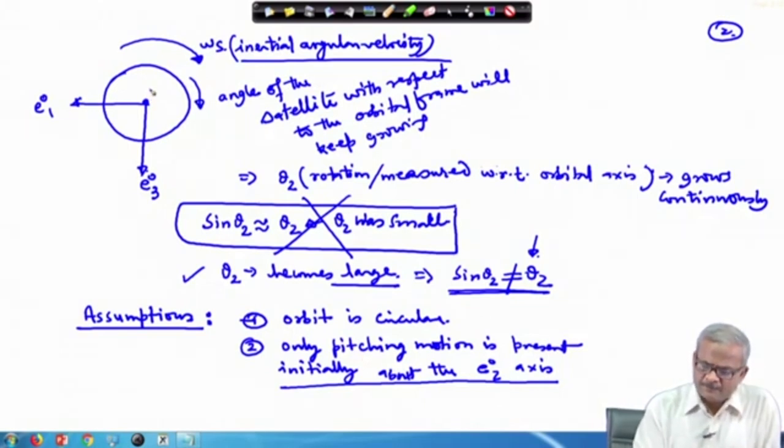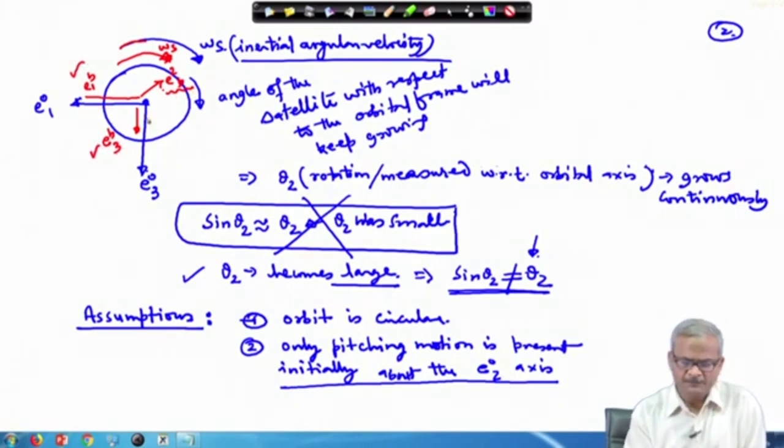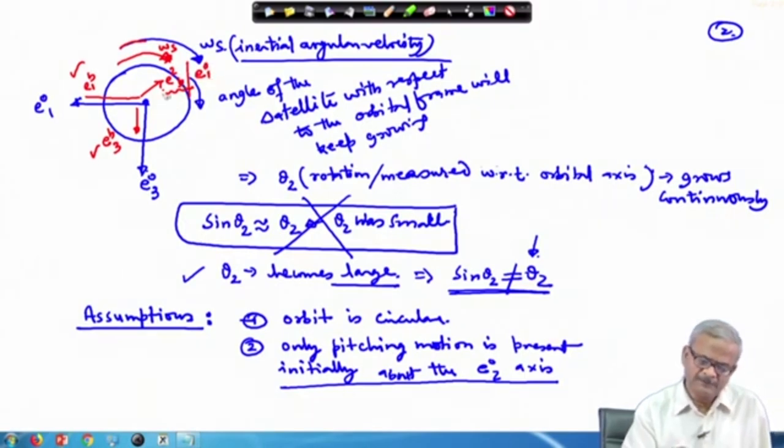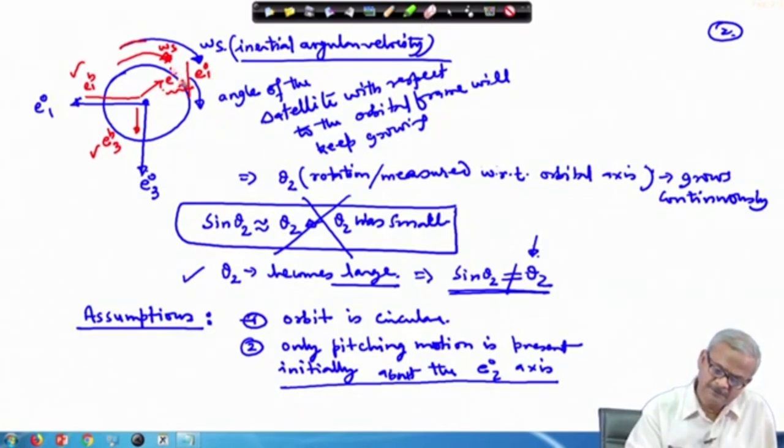So, to this satellite you are attaching the body axis which is coinciding with this. Right in the beginning suppose the body axis coincides like this: this is E1B, E2B and downward this is E3B. Once the satellite starts spinning in this direction with omega s, this E2B direction will not change, but E1B and E3B will keep rotating. Let me do the correction here: B is on the top, 2 is here.